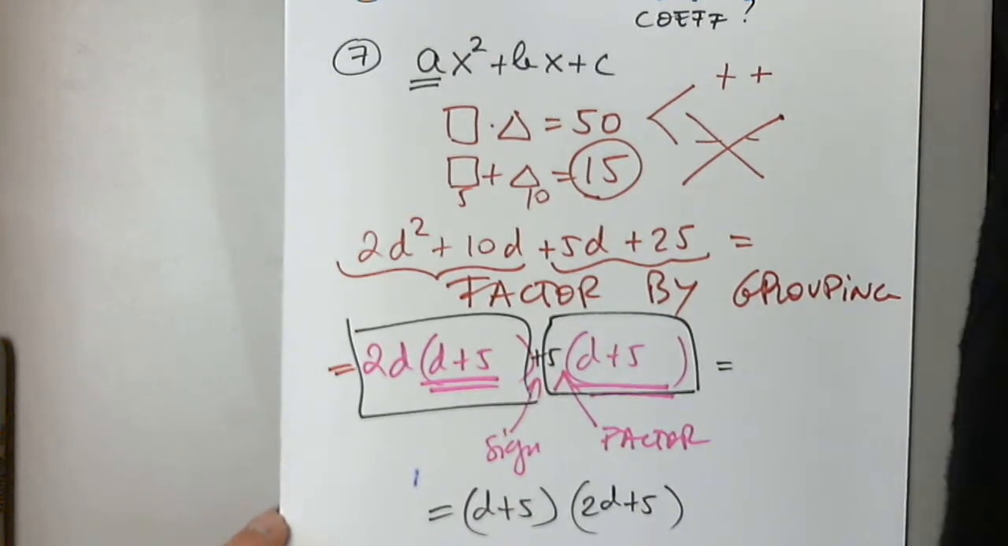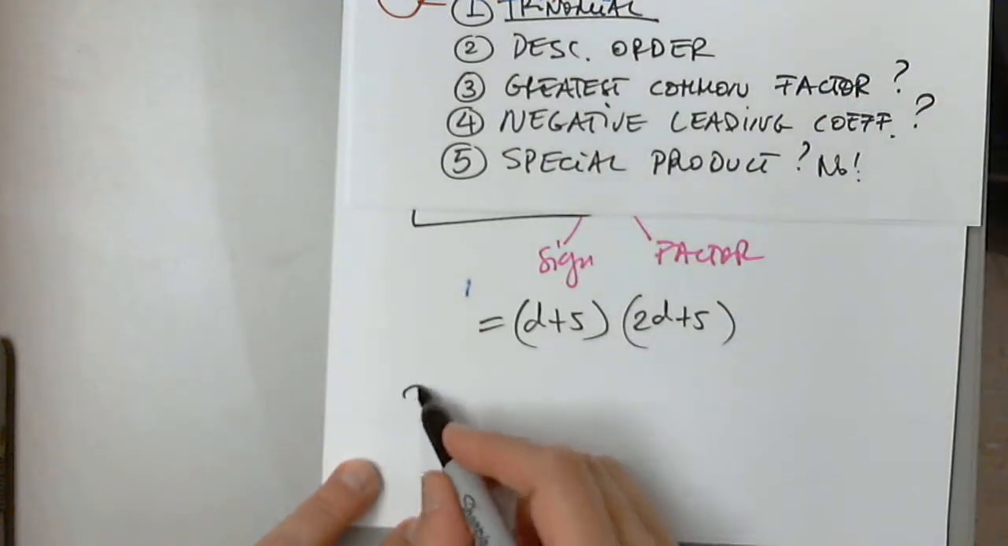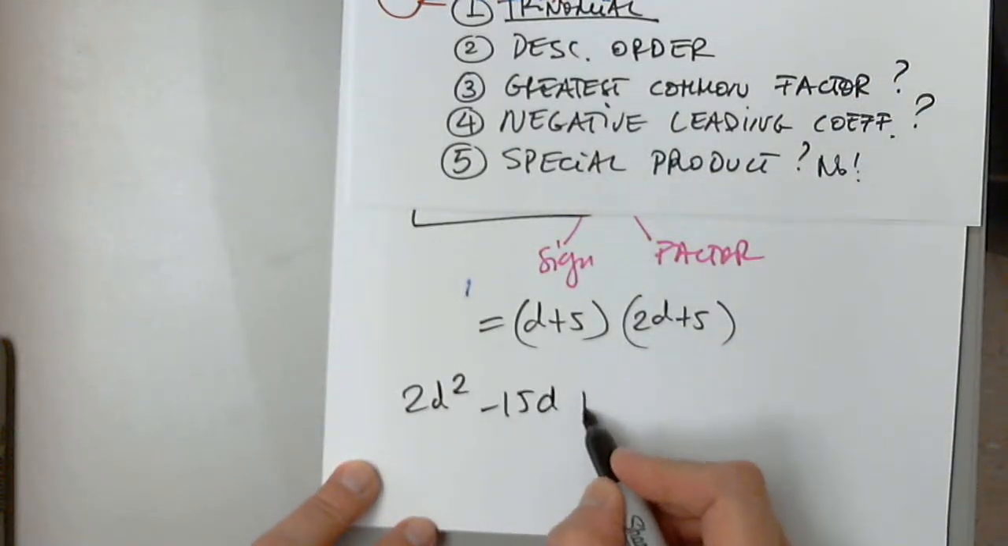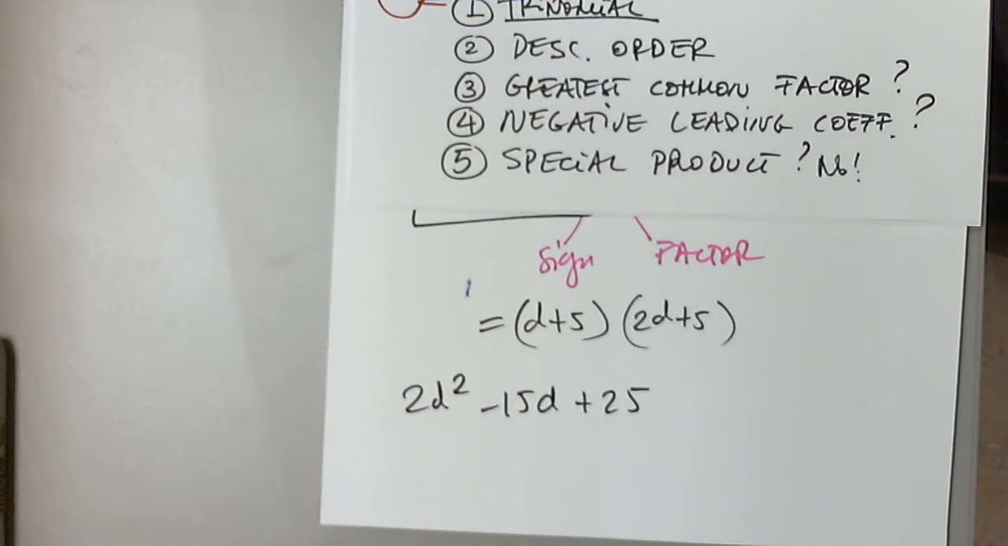Okay, so now let's work on the other one on the top, the 2d squared minus 15d plus 25. See what you get. One minute. And then we'll put everything together.